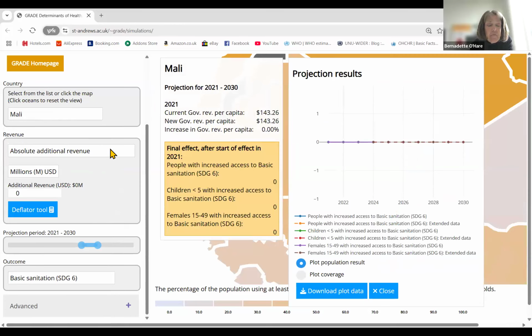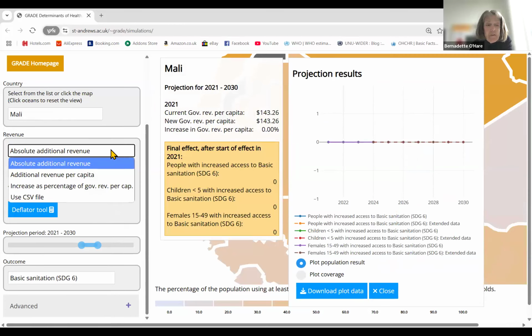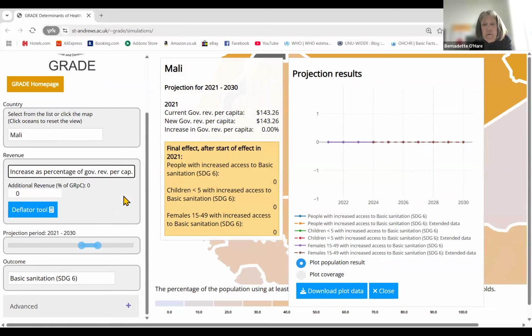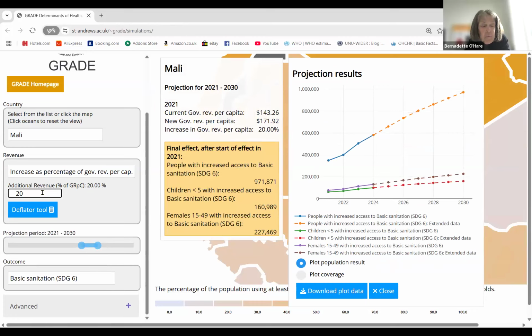So imagine if Mali, for whatever reason, from whatever source, had additional revenue, and we'll put it in as an increase in percentage of government revenue per capita. Just imagine if they had an increase of 20% of government revenue per capita, and we're still on basic sanitation. Almost 1 million people would have access to basic sanitation in the country. Almost 250,000 women would have access. Additional people would have access by 2030, and almost 60,000 children under 5. So we see that the numbers are very impressive and just might influence someone who's making a decision.